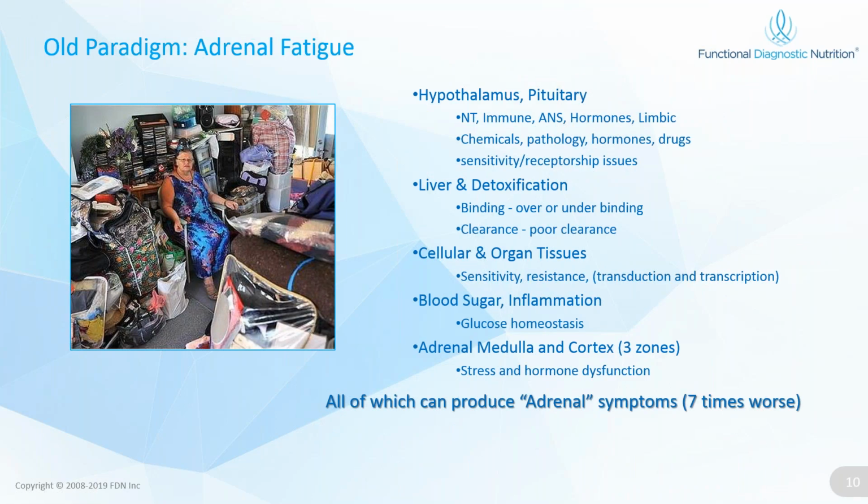I think I might be going a little too fast here. I'm hoping you're hanging in there, and I certainly hope I'm not going too slow. The old paradigm is adrenal fatigue, but we know it could be hypothalamic, pituitary, liver and detox problems, cellular and organs and tissues, and blood sugar and inflammation. Could be the adrenal, one of the zones, or 2 or 3 of them, all of which produce the same adrenal symptoms.